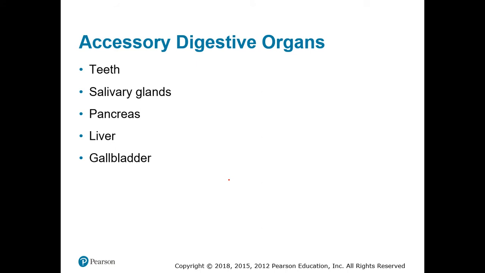Accessory digestive organs, we can list them here. They're the teeth, salivary glands, technically your tongue as well, your pancreas, liver, and gallbladder.